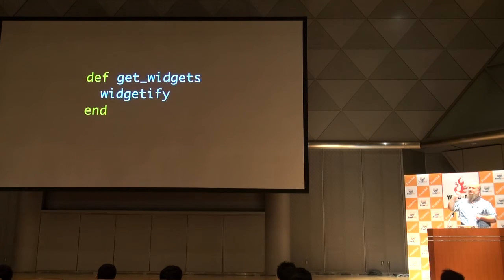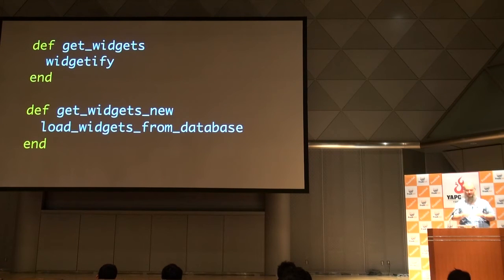Imagine you have a method, getWidgets, and you have to make some widgets out of it. And this is an important method in your code base. It's called a lot. It's really important. So you make a getWidgets_new. You deprecate getWidgets because you made an underscore new. The new way of getting widgets loads them from a database. It's a whole new different way of doing things. It's dramatically different. How would we know if it worked or not?